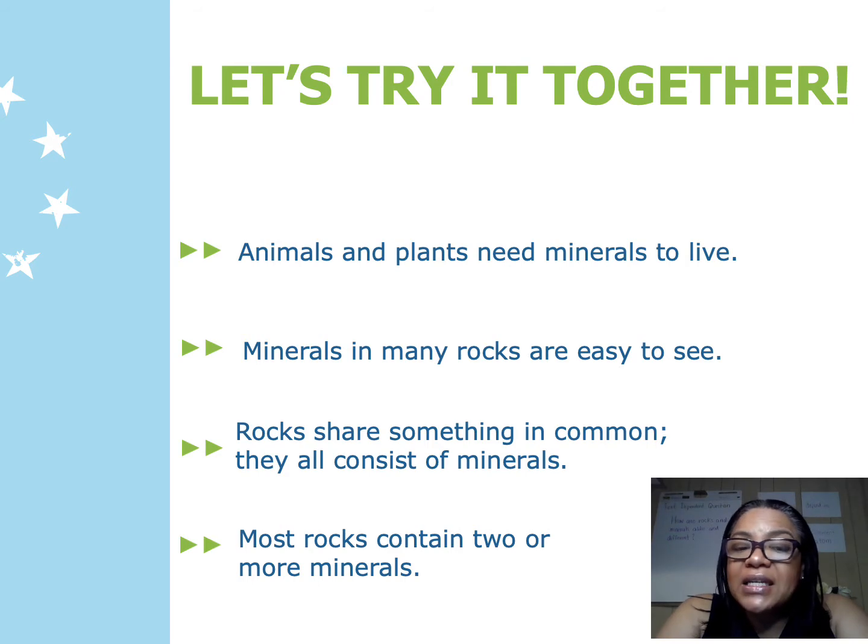The first sentence is, animals and plants need minerals to live. The second sentence is, minerals in many rocks are easy to see. The third sentence is, rocks share something in common. They all consist of minerals. And the last sentence is, most rocks contain 2 or more minerals.